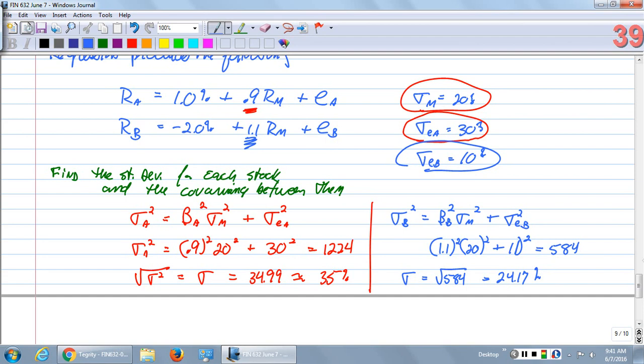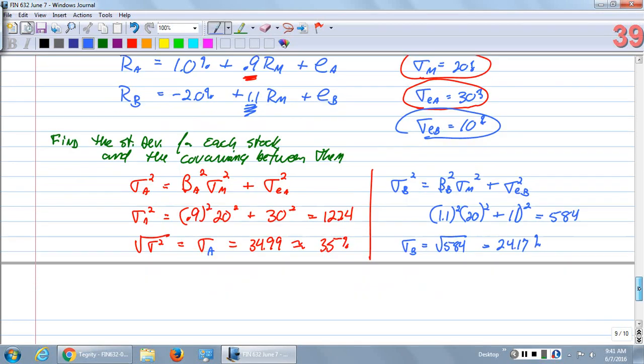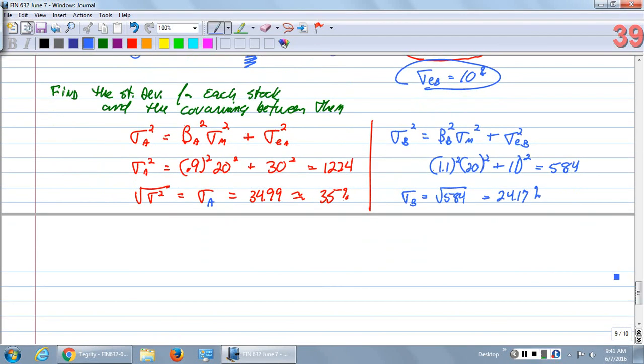So we have calculated the standard deviation for asset A and the standard deviation for asset B. The next question says calculate the covariance between them. The covariance between A and B, well, guess what? We've got a nice formula, don't we? We actually don't have to look at all the returns for A relative to B. All we have to do is say, well, we know how A moved relative to the S&P, and we know how B moved relative to the S&P, and we know the variance of the S&P.